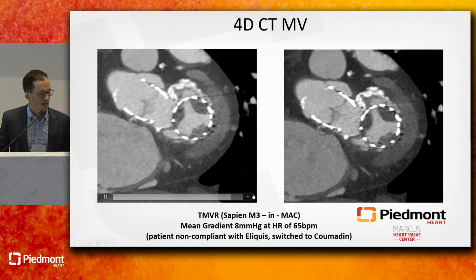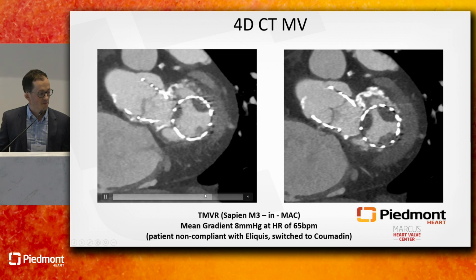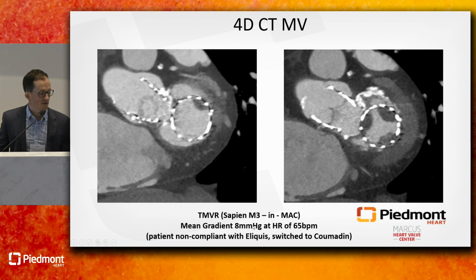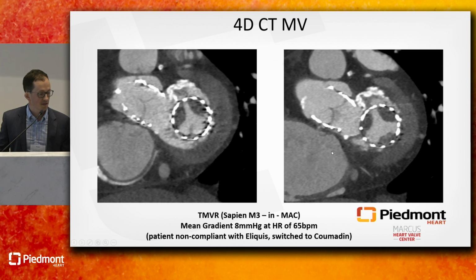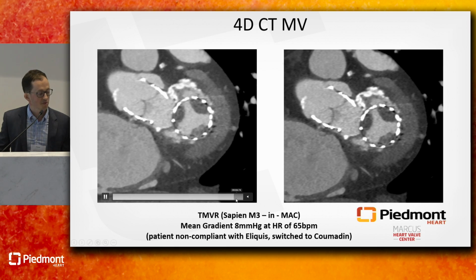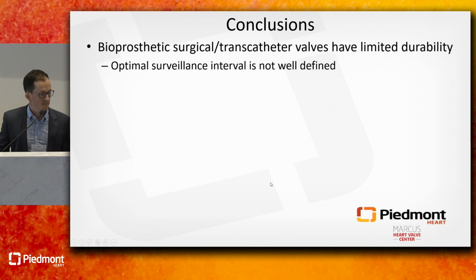This is a patient that had a TMVR with a Sapien M3. He was non-compliant with his anticoagulation and came back for follow-up. His mean gradient was a little bit higher than it was at his baseline. And here you can see significant HALT on all three leaflets. So he was switched from the Eliquis that he was supposed to be taking to Coumadin.